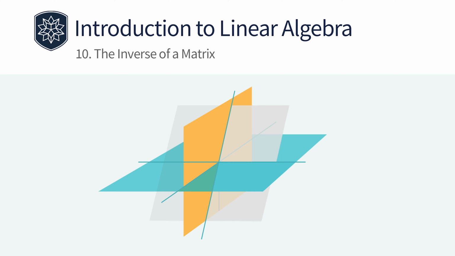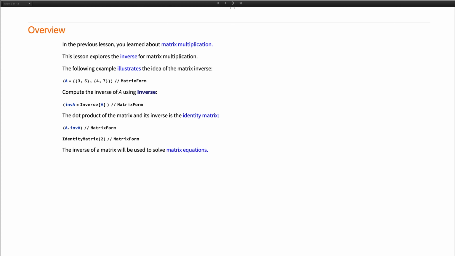The topic of this lesson is the inverse of a matrix. So let's begin with a brief overview of the lesson. In the previous lesson, we talked about matrix multiplication. And in this lesson, we'll talk about the inverse for matrix multiplication.